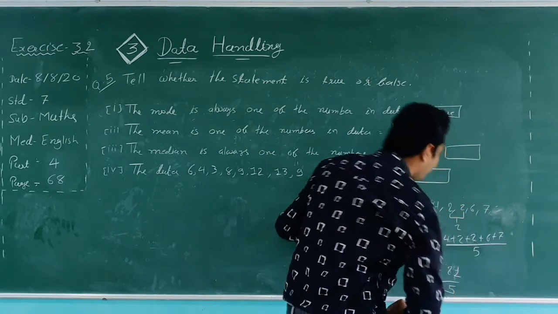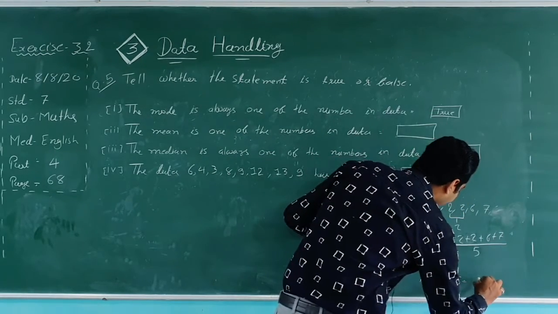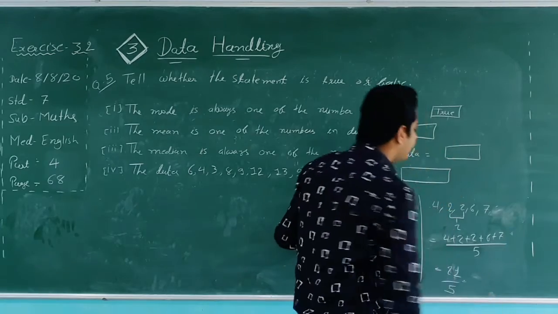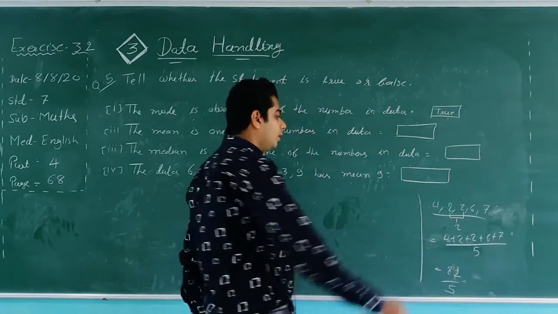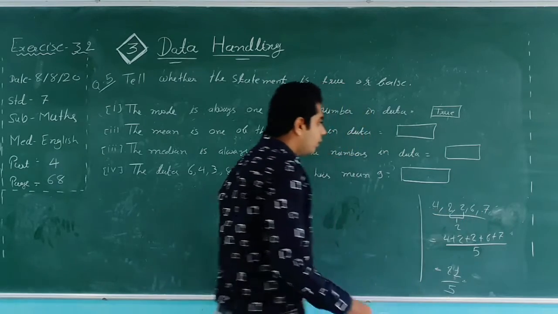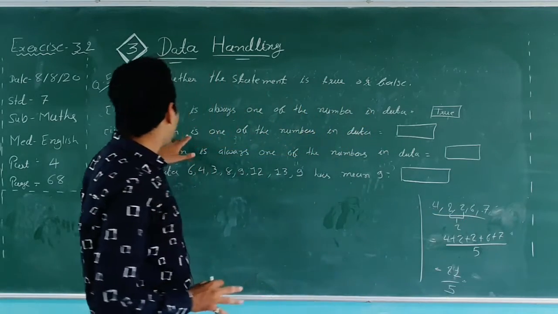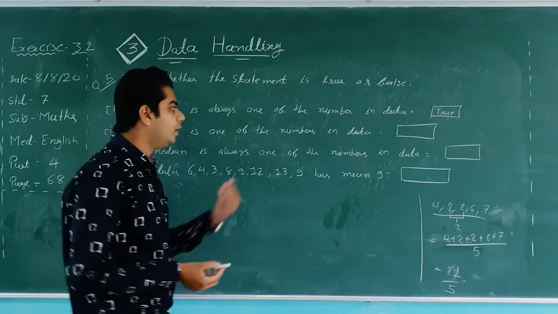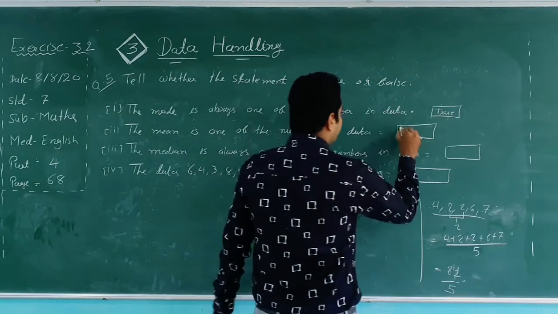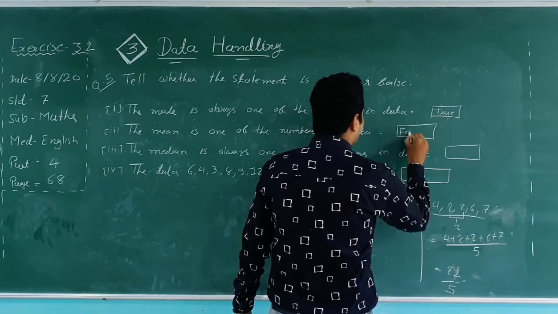So 21 divided by 5 gives a decimal number. There is no decimal number in this data. So you can say that the mean is not always one of the numbers in the data. So the answer is false.